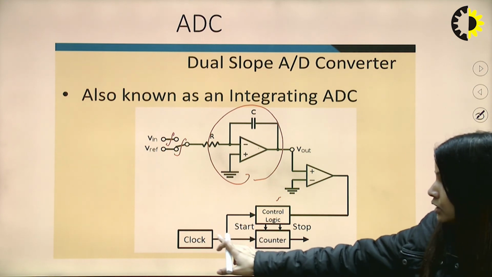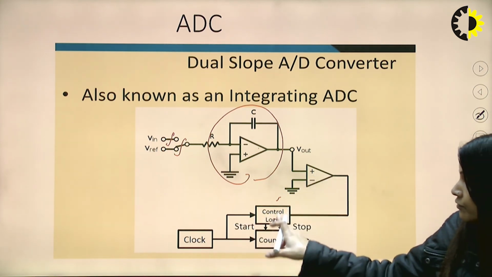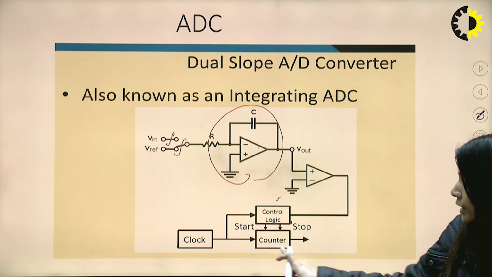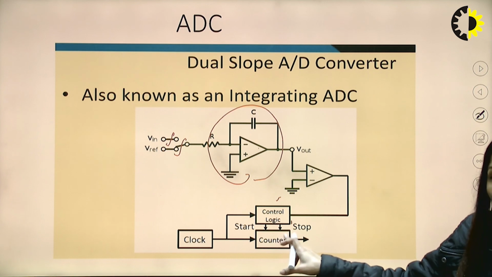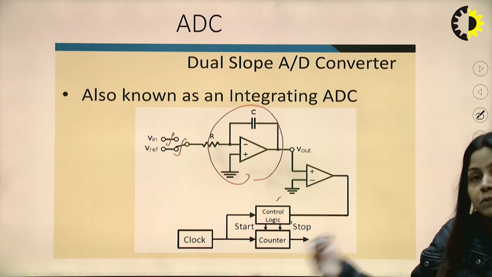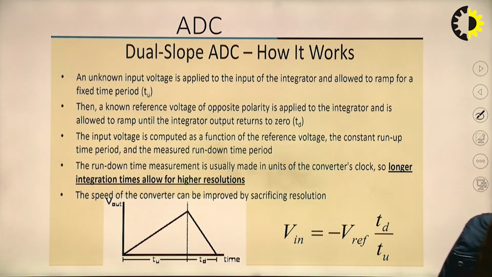Whenever the clock starts, there is a counter, and this counter will give the value according to the control logic. Whatever count is represented by the counter will be the corresponding digital output for the given analog input, and hence the circuit is used for converting analog to digital.